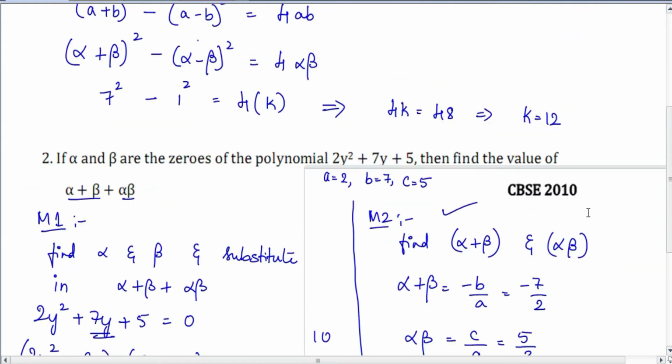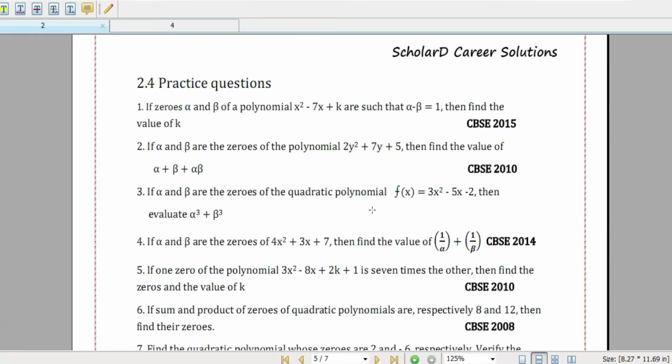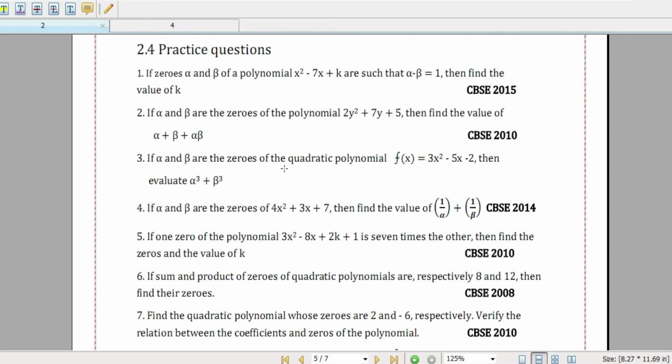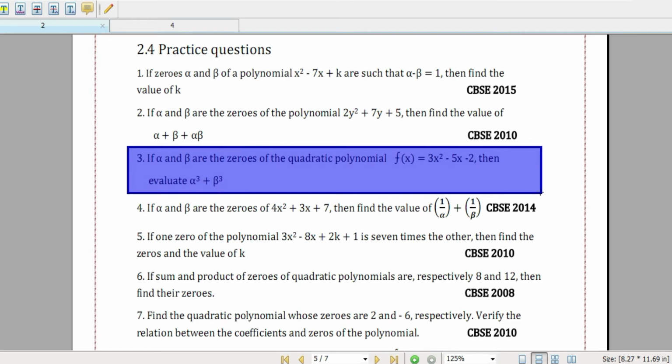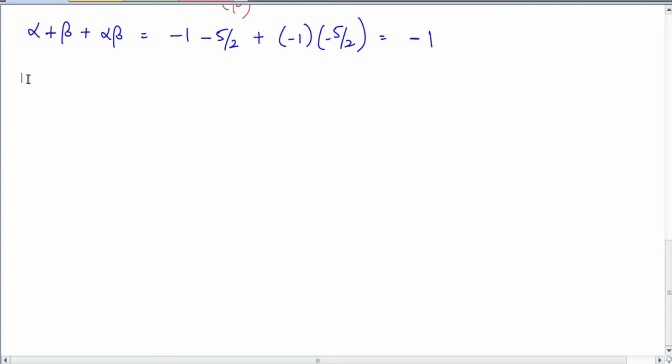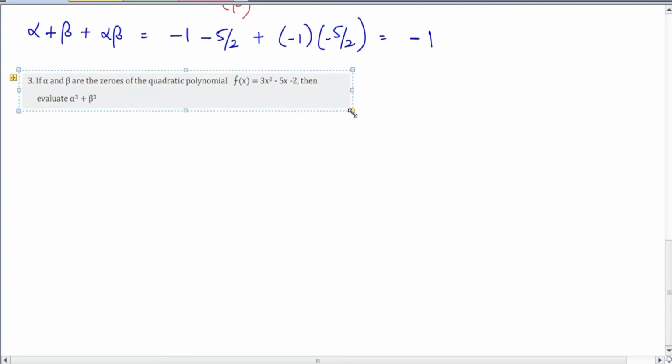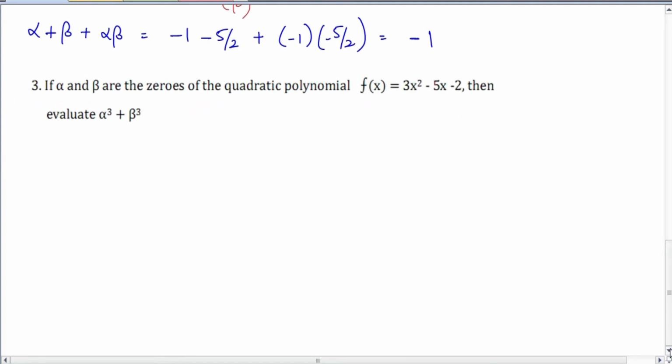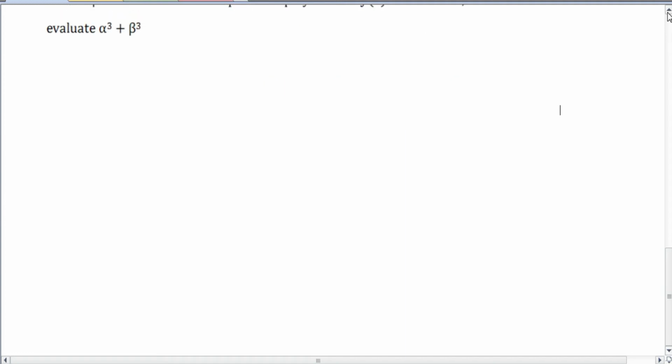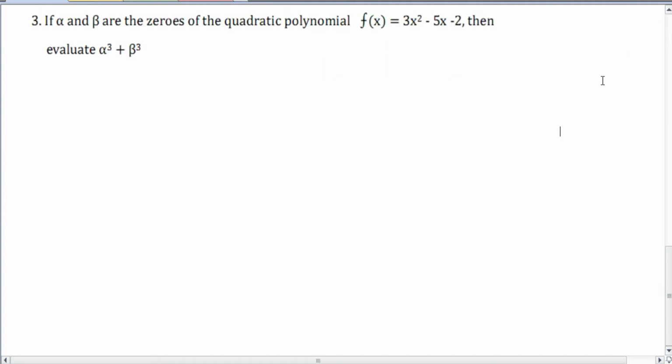So whichever method you use, you are going to get the same solution. As I told you, we will choose this method. Now we will go to the next question. If alpha and beta are zeros of the quadratic polynomial, then evaluate alpha cube plus beta cube. Here also you are going to use the standard formula.